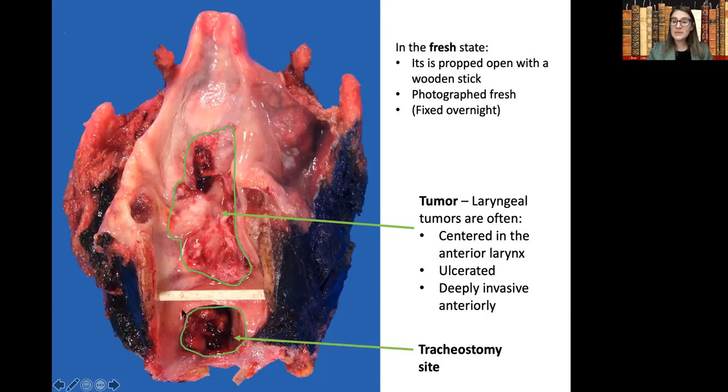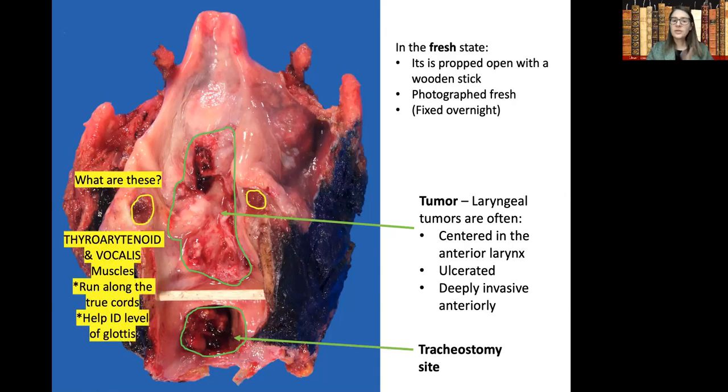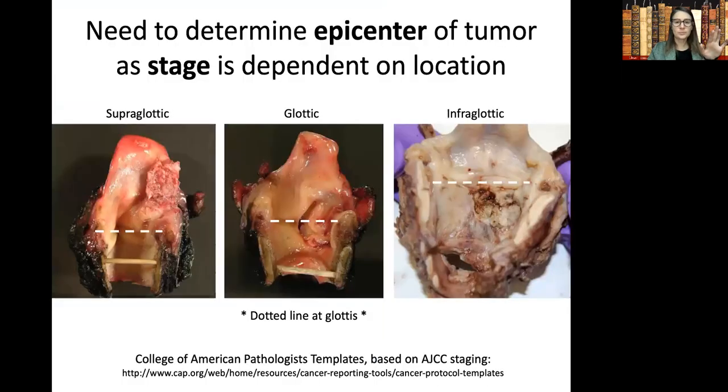Again, here's the tracheostomy site from the mucosal side. And what are these little reddish brown structures that I'm highlighting here with the yellow circles? These are important for orientation. These are the thyroarytenoid and vocalis muscles that run along the level of the true cords and can help identify the level of the glottis, remember the true cord, when they are effaced by tumor, as in this case. So those are nice anatomic landmarks to help you identify the glottis if there are other structural anomalies obscuring the larynx. All right.